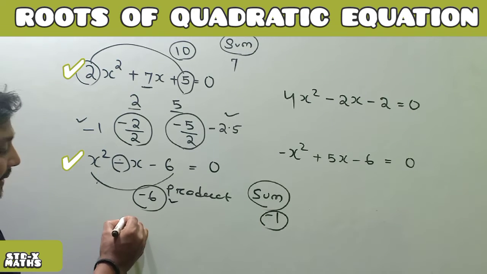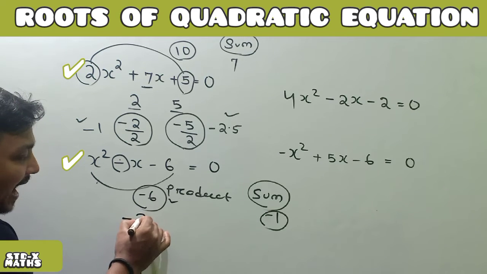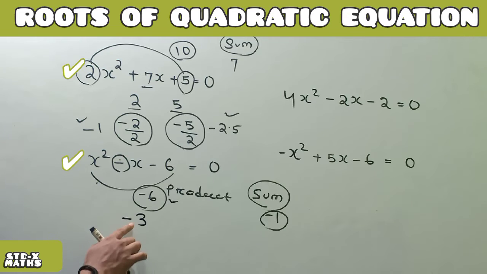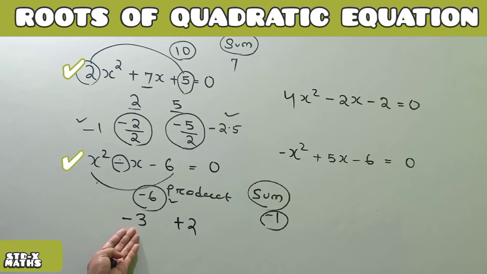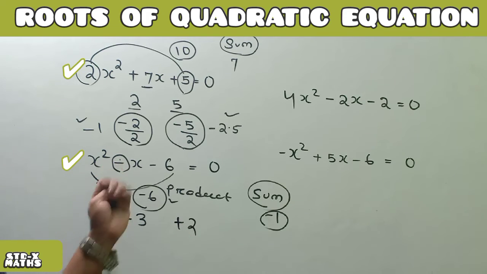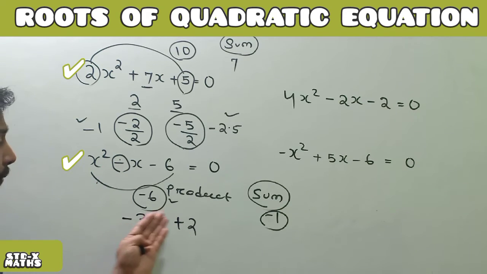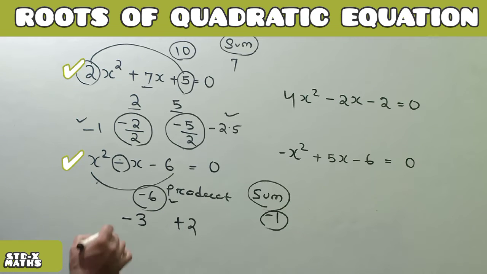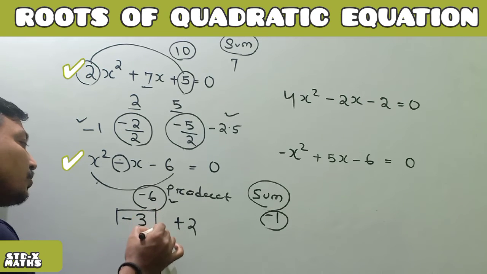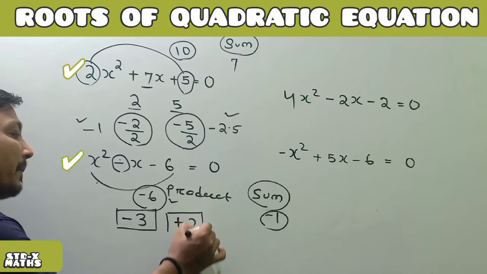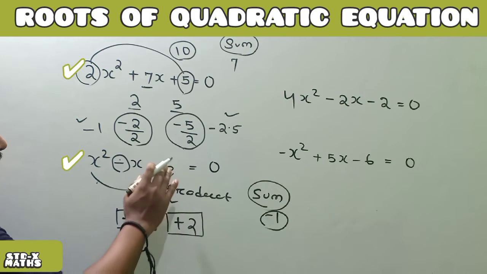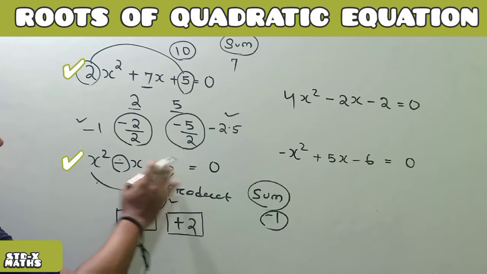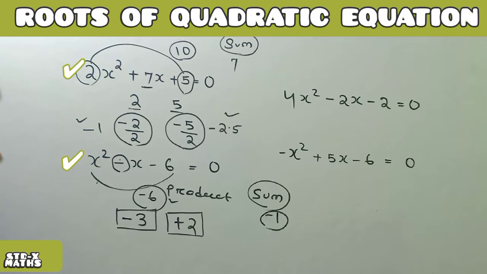You know very well, if I take one number as -3 and another as +2, then their sum will be -1 and their product will be -6. So we have already got these two numbers whose sum is the coefficient of the middle term and whose product is the product of the constant term with the coefficient of x square. So the second step is that we have to change the sign.